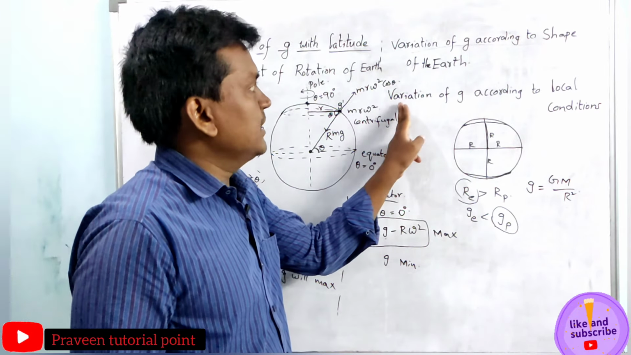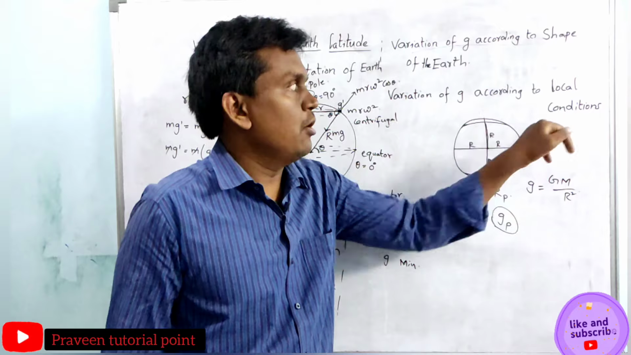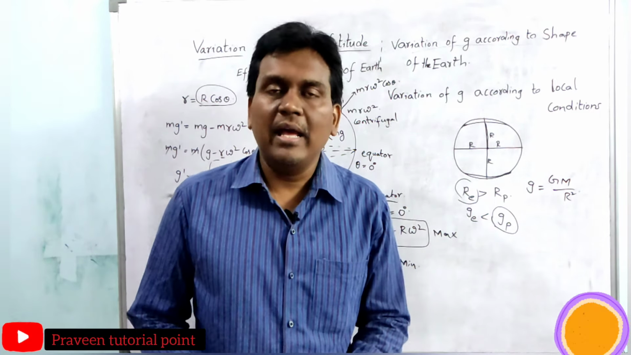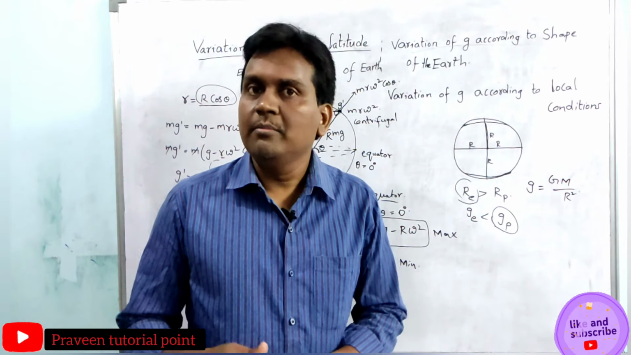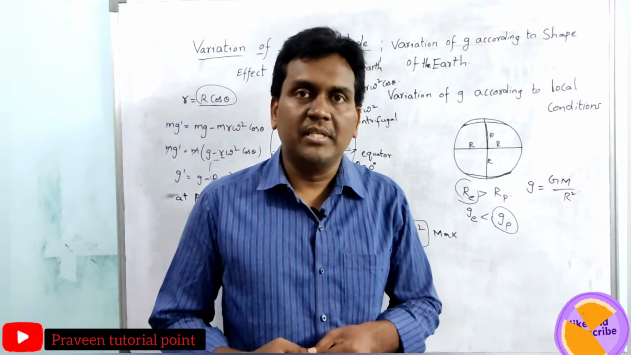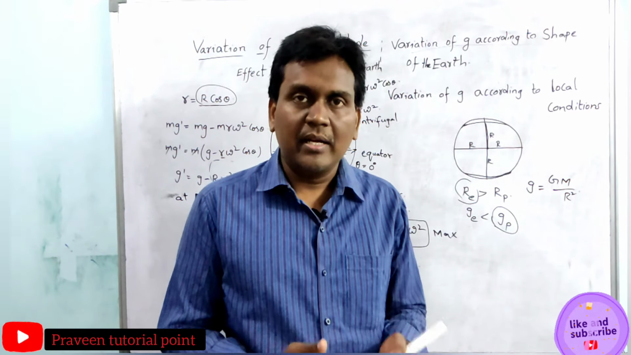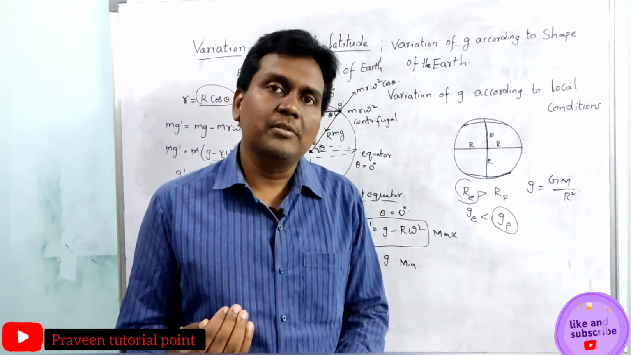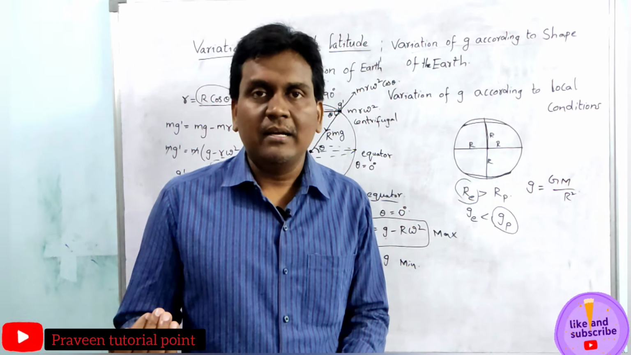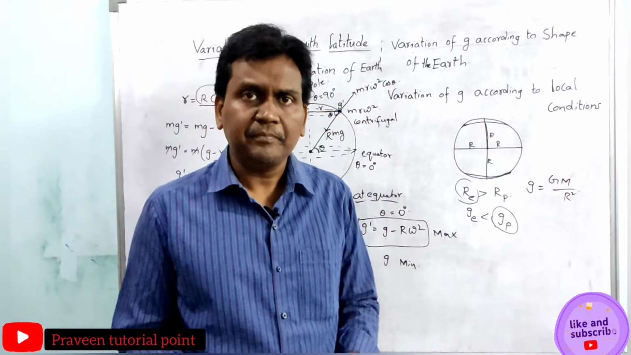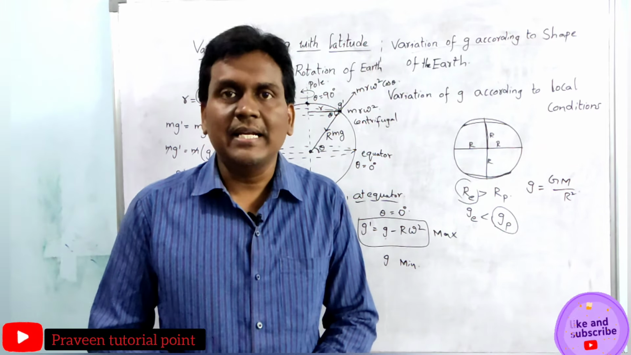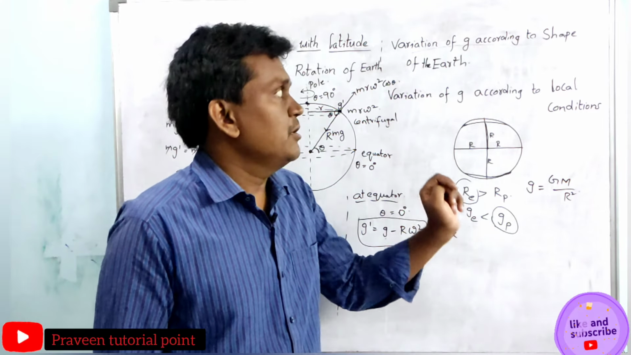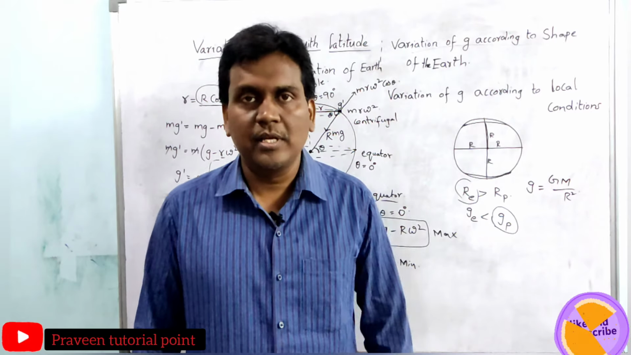And coming to one more factor, variation of g according to the local conditions. According to the local conditions also, the g value varies. The g value will be maximum at mineral deposits. Wherever there are mineral deposits, at that location the g value slightly increases. And wherever there are no mineral deposits, the g value slightly decreases. So in this way, the g value varies according to the local conditions also.